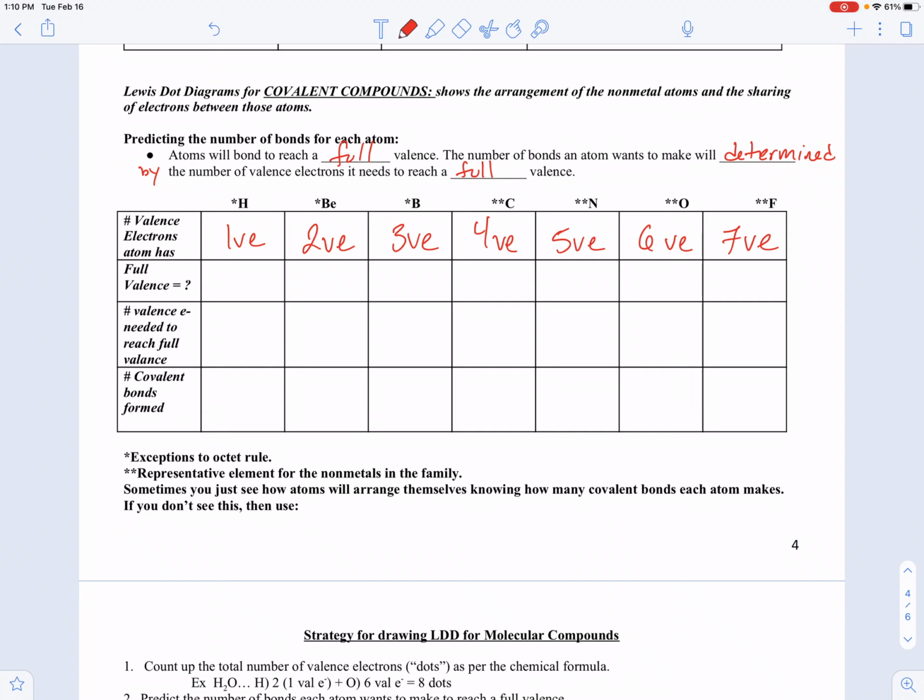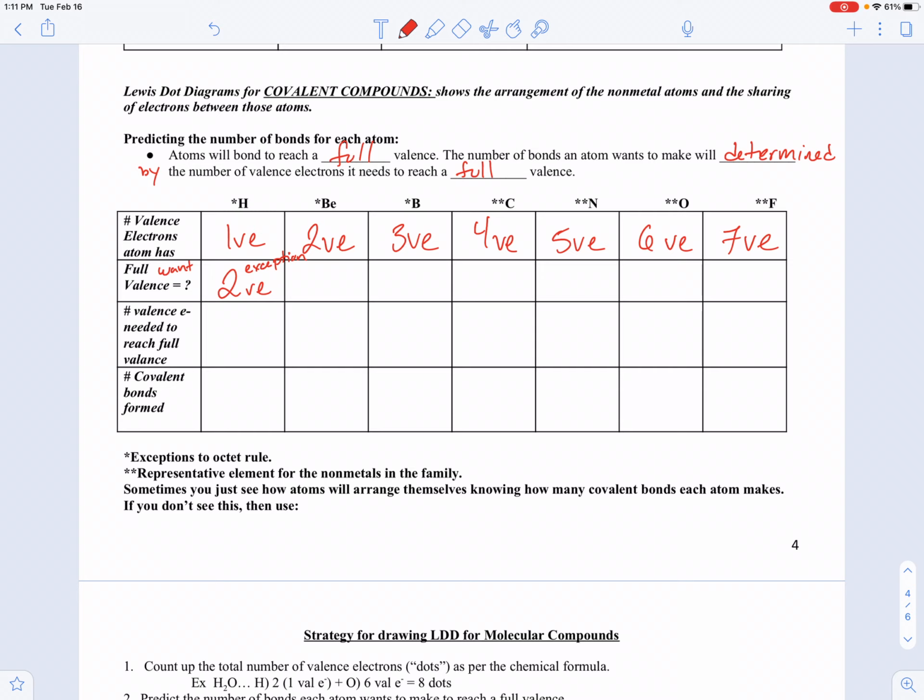Now, hydrogen is our exception because it's going to try to end up looking like helium, and helium is an exception, so it's only going to want 2 valence electrons. So this is basically how many does it want? It wants 2 valence electrons total, because it's going to look like helium, and helium is our exception. If it's helpful, you can just write the word exception here. So you remember that is an exception to the octet rule.